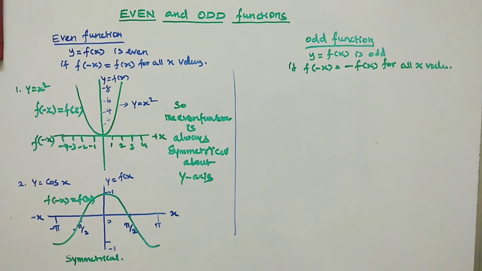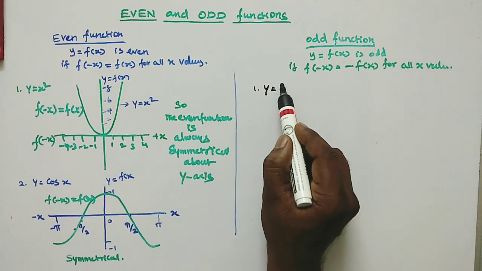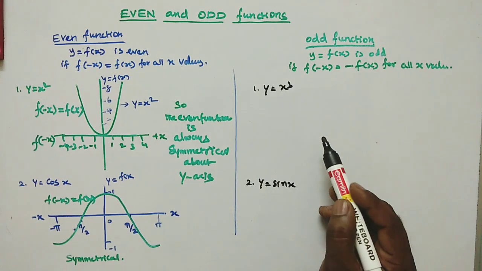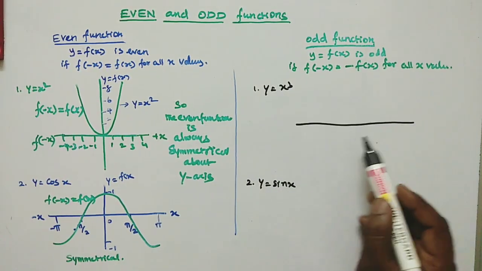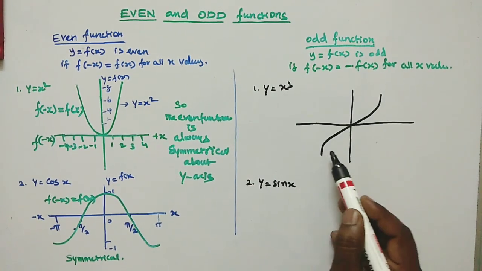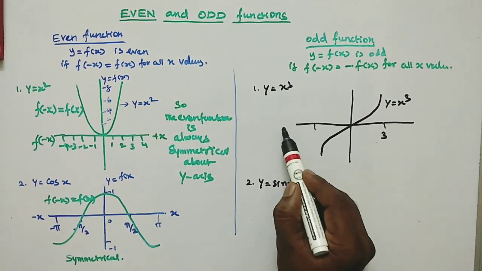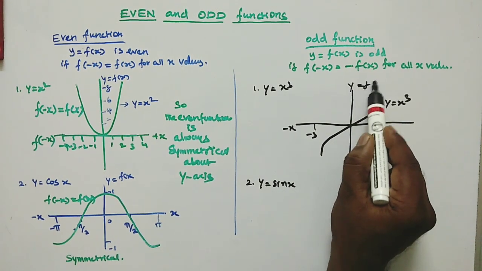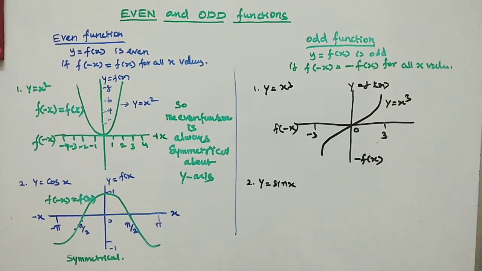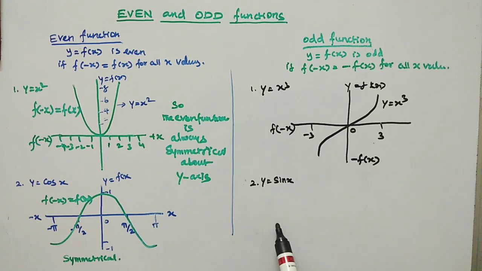We can also explain the odd function with a couple of graphical diagrams. First one is y equal to x cube, and another one is y equal to sin x. First we can draw the curve for y equal to x cube. This is like a hysteresis curve, that is y equal to x cube. Here put the value 3, and on the minus axis minus 3. Here y equal to f of x, here minus f of x. This is the origin.